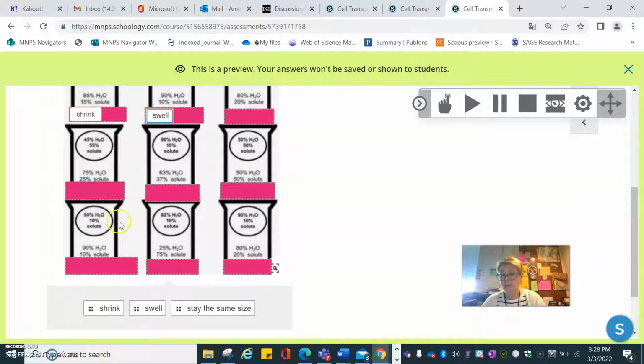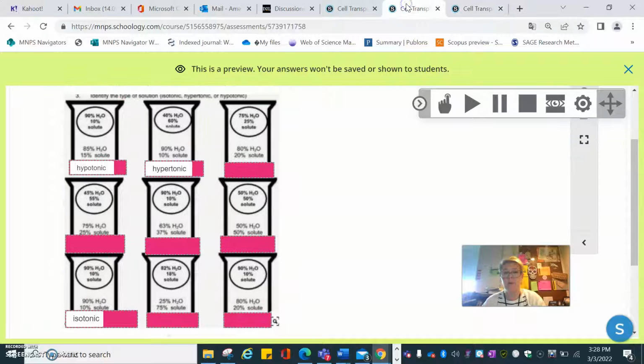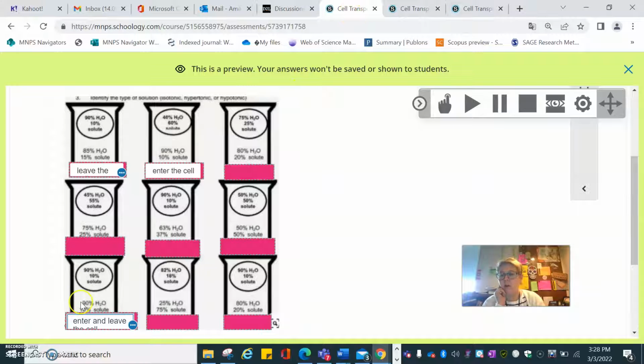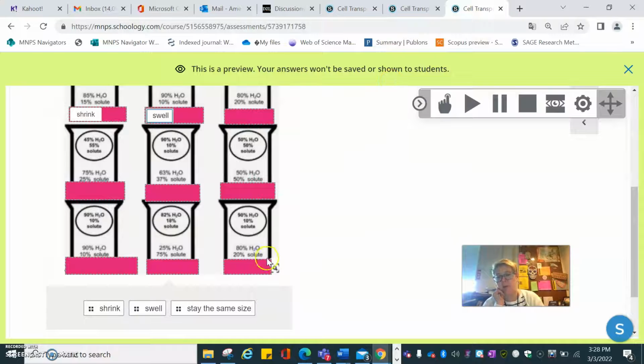Down here, we figured out that there is the same percentage of water inside the cell and outside the cell. So this cell is isotonic. This means that water is going to enter and leave the cell at the same rate. If water is entering and leaving at the same rate, then there's not going to be any difference. It's going to stay the same size.